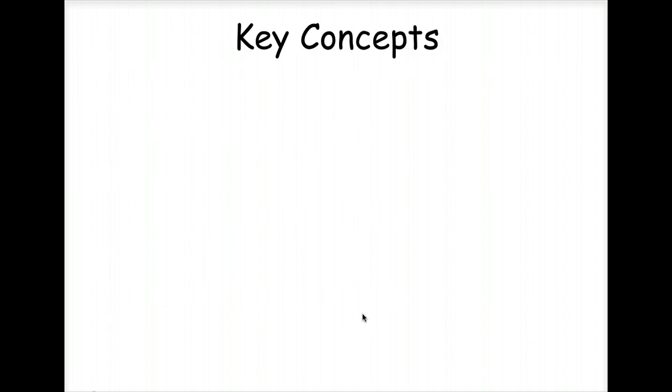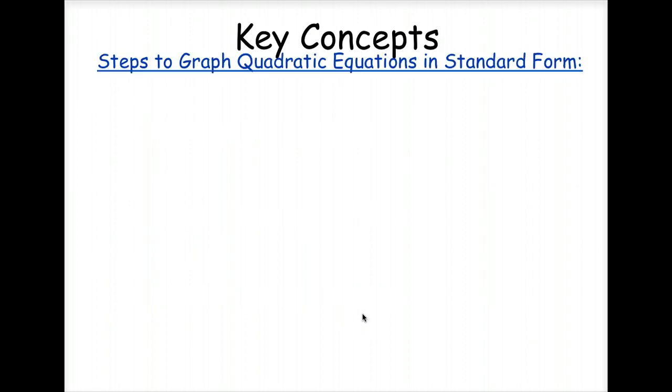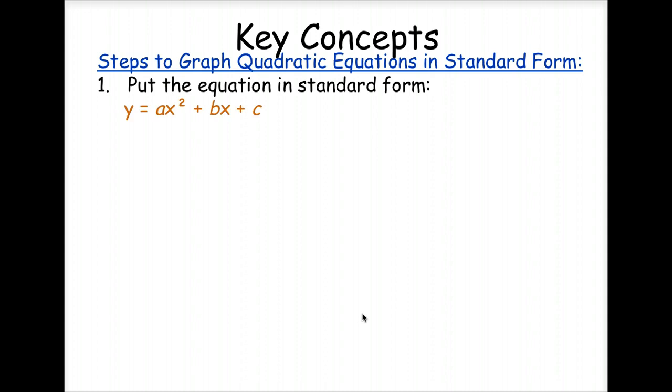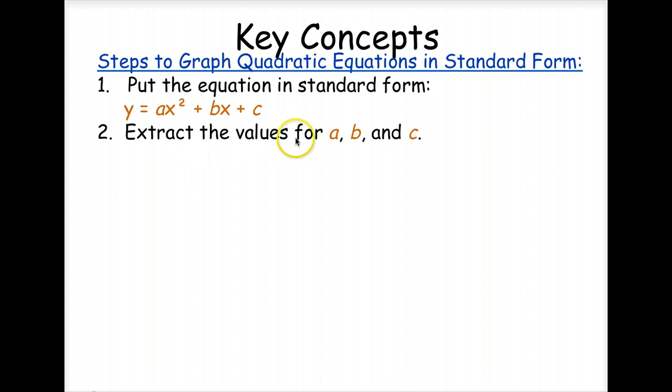Let's look at our key concepts today. First of all, we're going to have some steps to graph quadratic equations in standard form. The first thing you need to do is put the equation in standard form, where y is equal to the quadratic term plus the linear term plus the constant. Then we're going to extract the values for a, b, and c. So we've got a, b, and c listed, and we're figuring out what a is, b is, and c is.